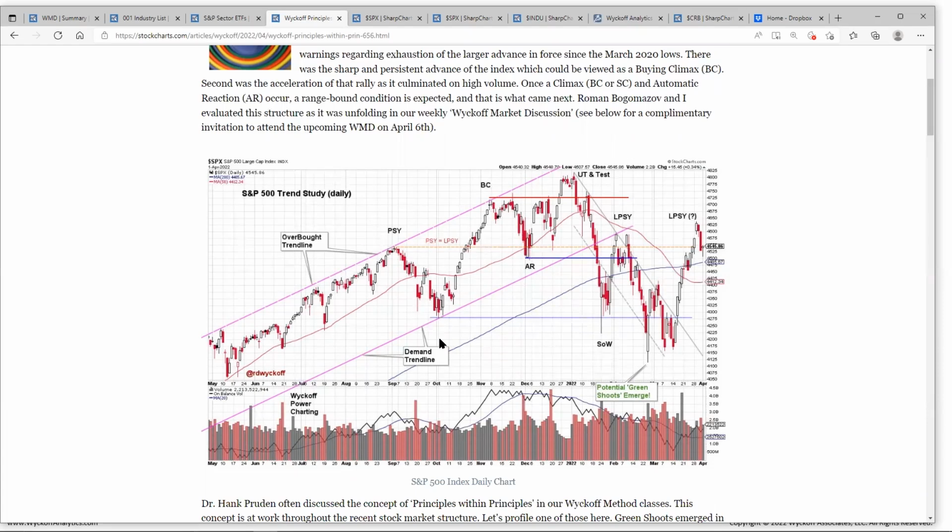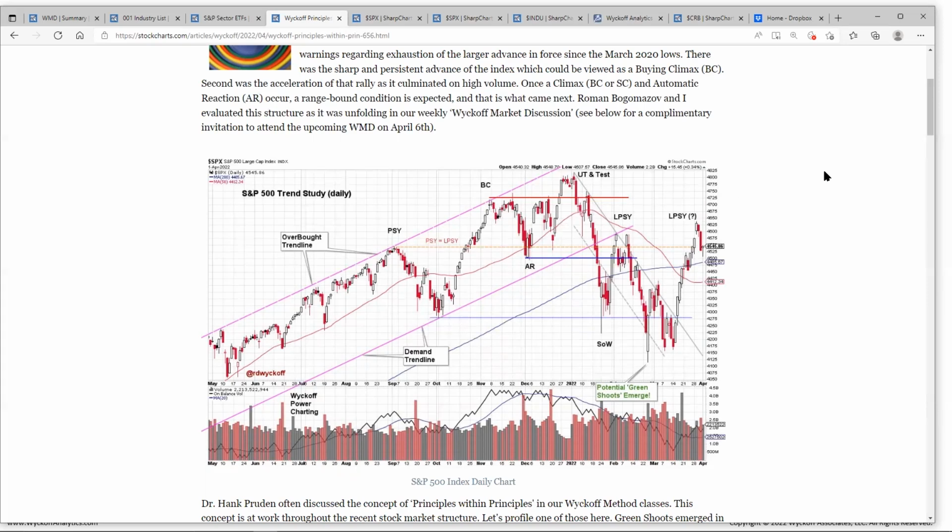Preliminary supply, deep reaction down to the demand trend line, buying climax into the top of this trend channel again, and then an automatic reaction, an upthrust, which took out the buying climax and tested it and then failed very, very aggressively back down into the bottom of the trading range below the low of the reaction off the preliminary supply. So this sets up the conditions for a possible distribution.